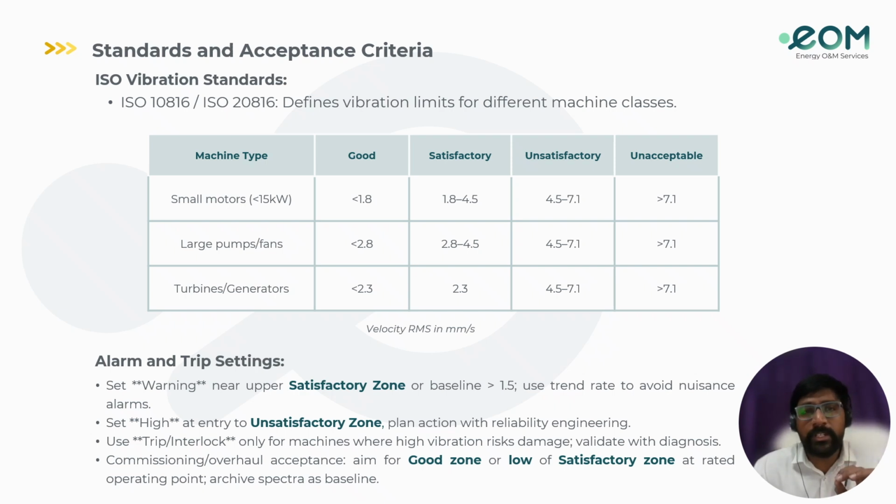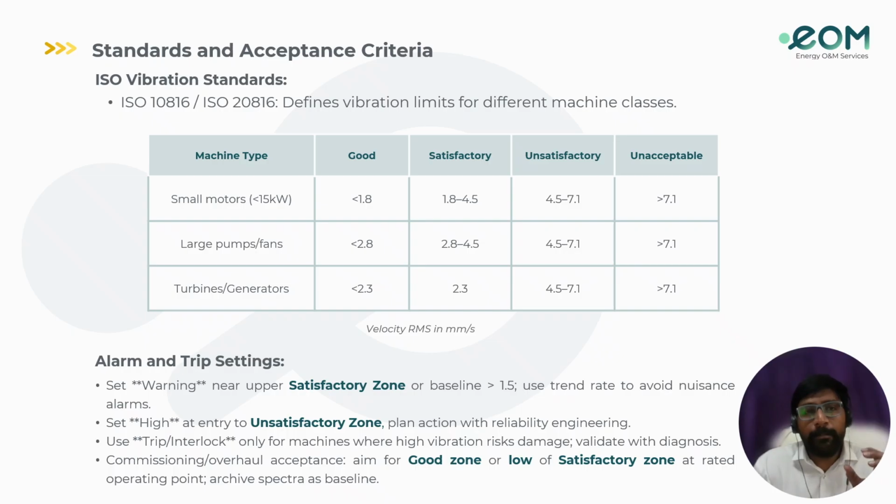For commissioning or overhaul, the acceptance value should be in the good zone or low zone of the satisfactory range at a rated operating point. So by analyzing and segregating our machine with these values, we need to set the alarm and trip settings, applying the standard in practice according to the applicable ISO 20816. First, we need to identify our machine type, then prepare rigid measurement points, avoiding painted or loose surfaces, and document the sensor orientation.